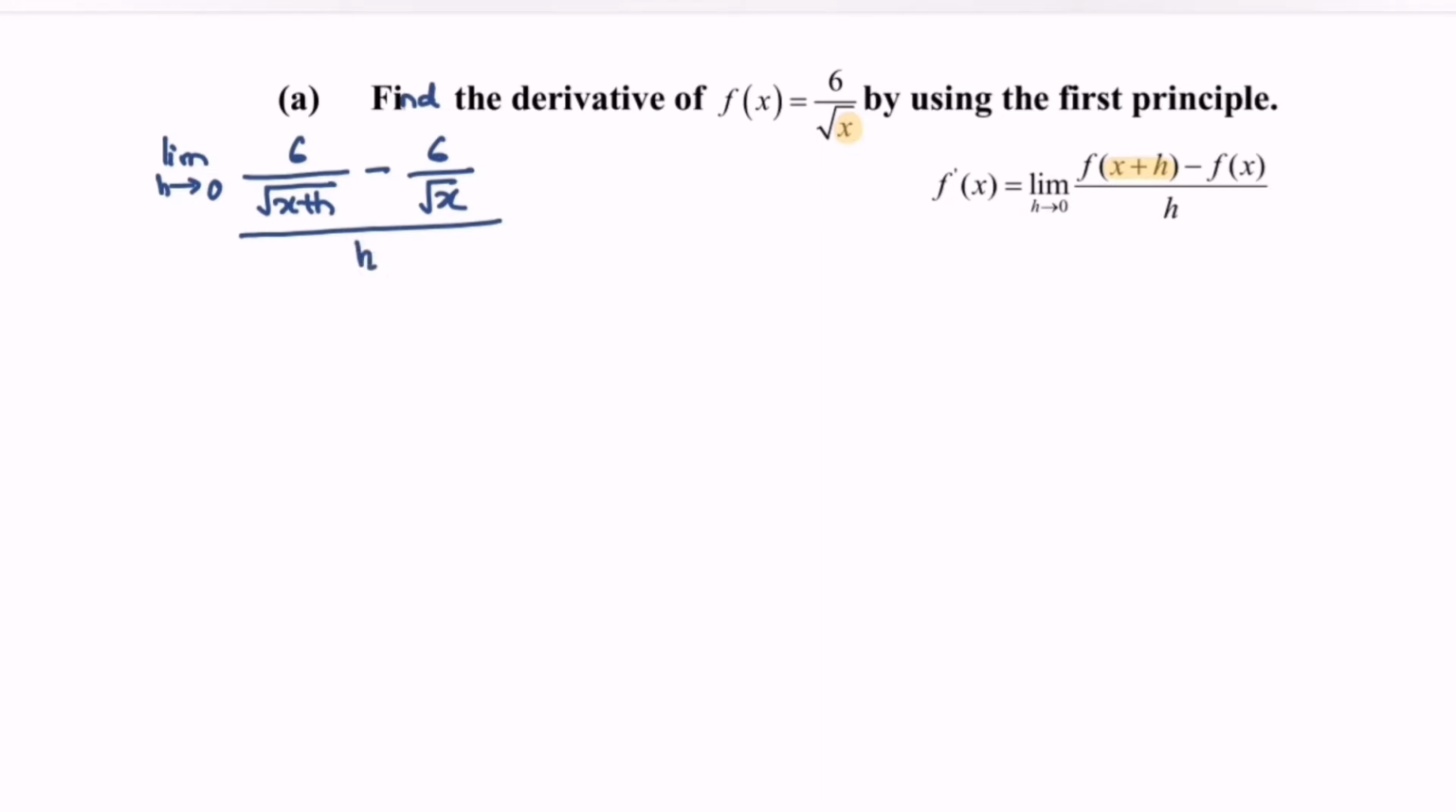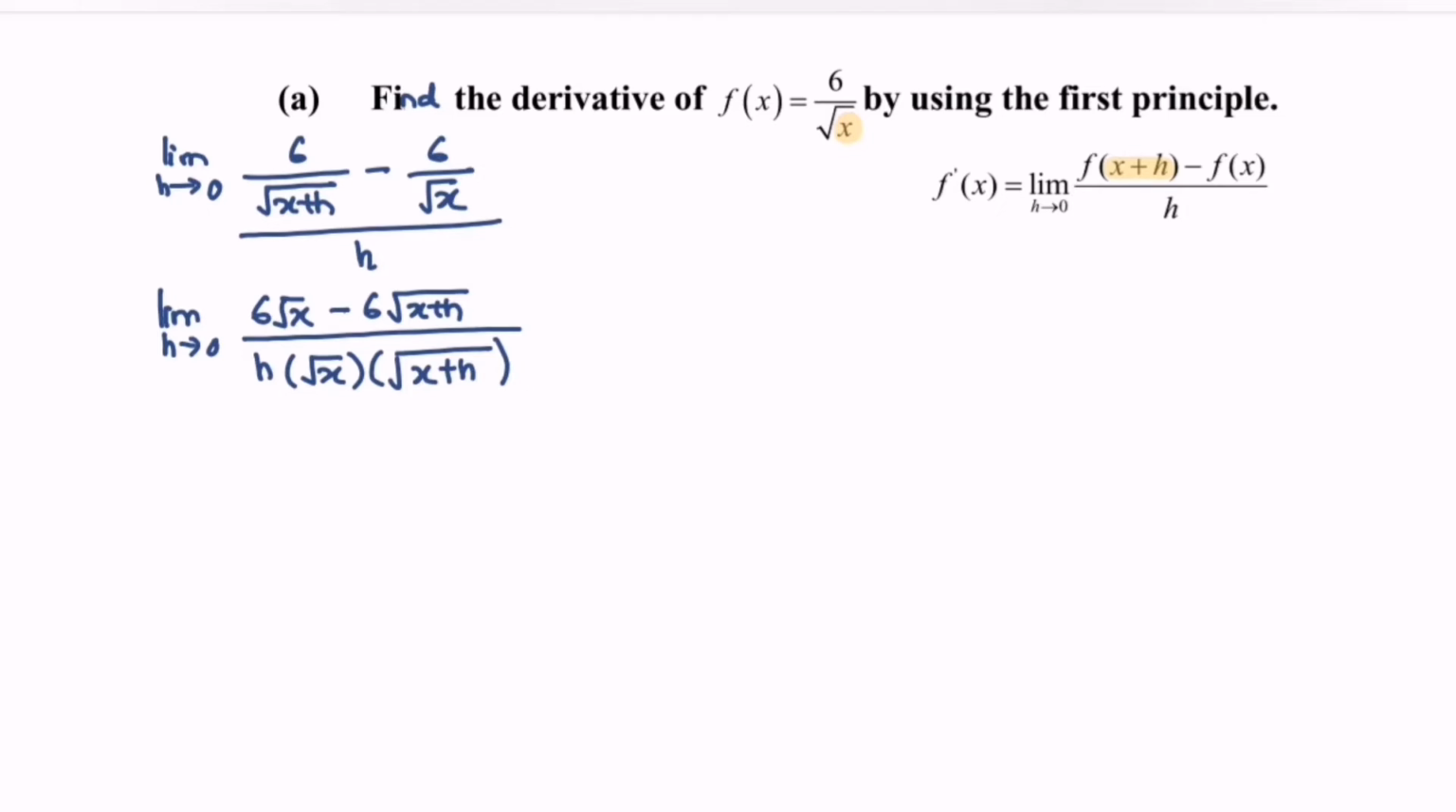Focus on the numerator, equate the denominator. So the limit as h approaches 0, where we have 6 multiplied with square root of x minus 6 multiplied with the square root of (x + h), over h multiplied with square root of x multiplied with square root of (x + h). If you substitute 0, for sure you will obtain an indeterminate form.